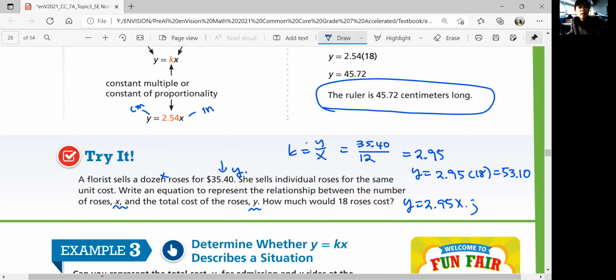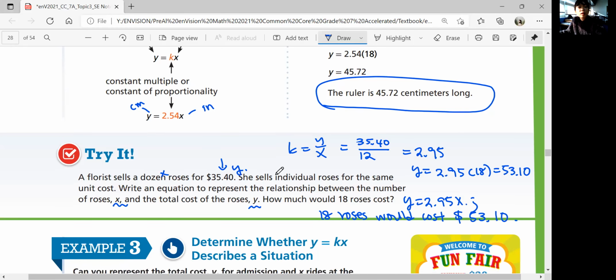So you can say 18 roses would cost $53.10.